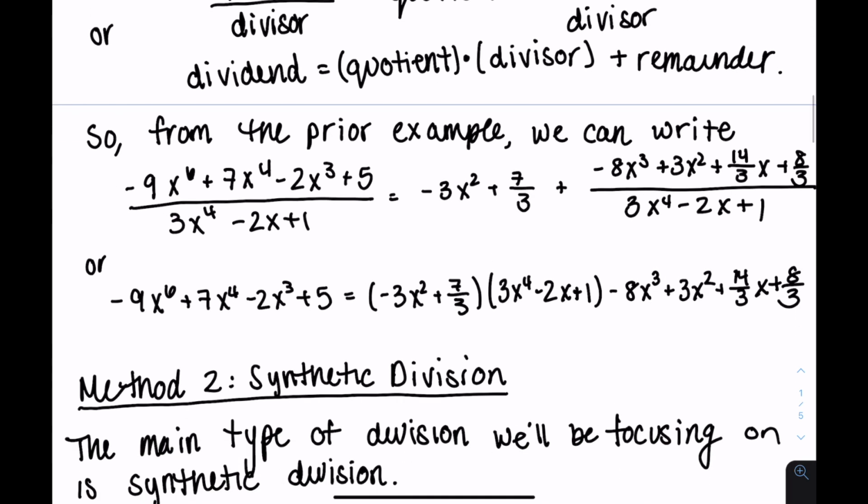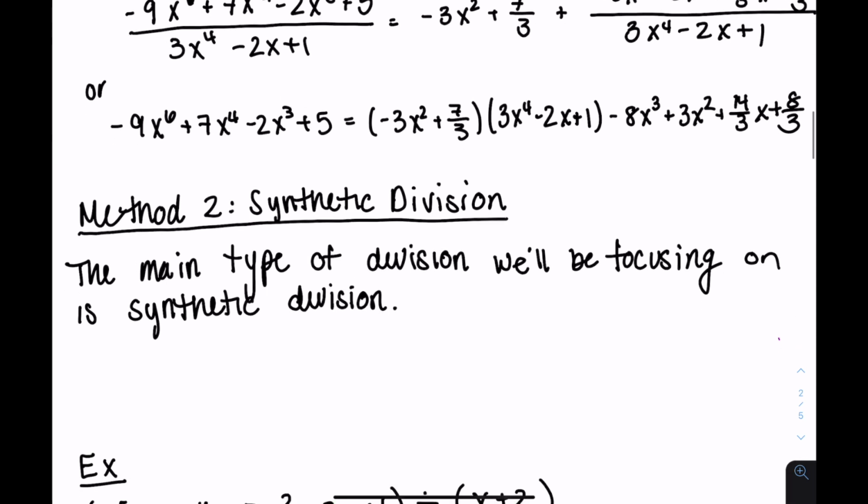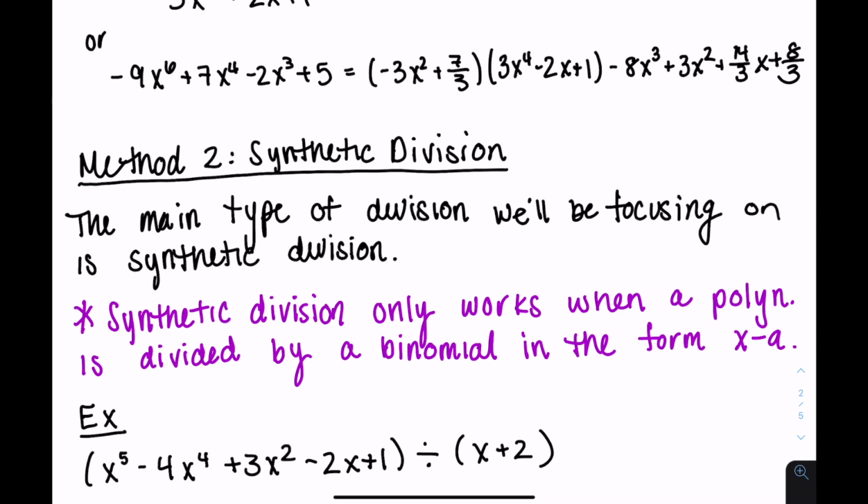So this works more generally when you have higher degree polynomials you're dividing by, but synthetic division is a much cleaner way. The only negative to it is it only works in a very specific example. So this will be the main type of division we're going to focus on, but if you like doing the long division, feel free to use that. The thing is, this only works when the polynomial is divided by a single binomial that has the form x minus a. If you're dividing by a second degree, third degree, anything else, this method is not going to work. So it's very selective in what you can do.